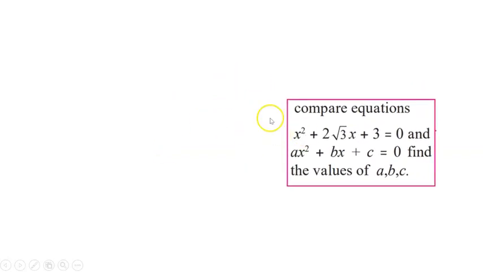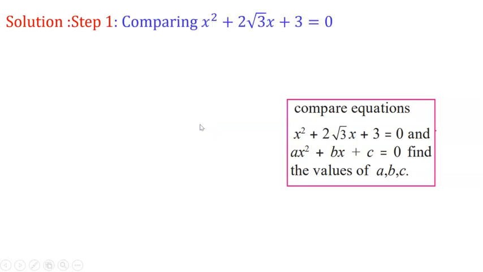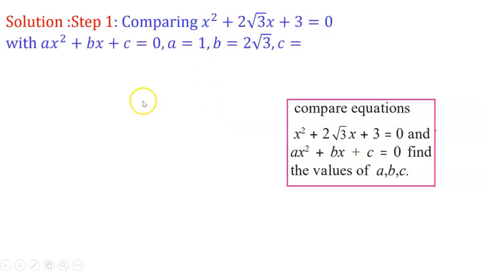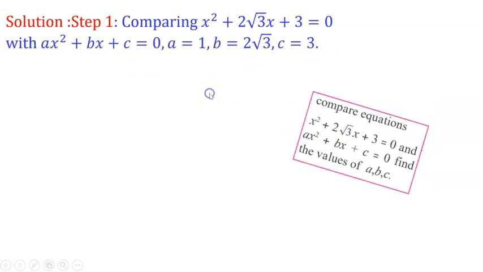Let us begin. What step did it give us first? Compare the equations x square plus 2 root 3x plus 3 is equal to 0 and ax square plus bx plus c is equal to 0. Find the values of a, b, c. Okay, now the first step. We will compare this. Then what is the value of a? A is 1, b is 2 root 3, c is equal to 3. This is the first step.